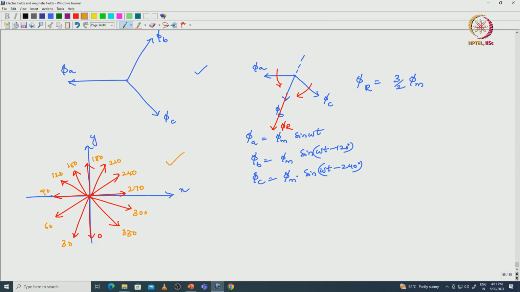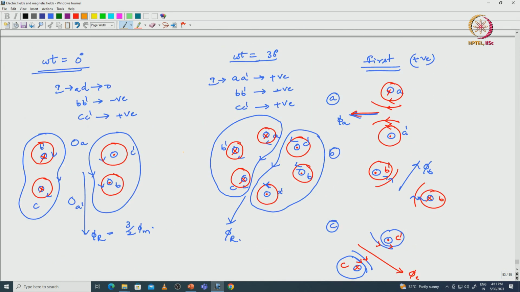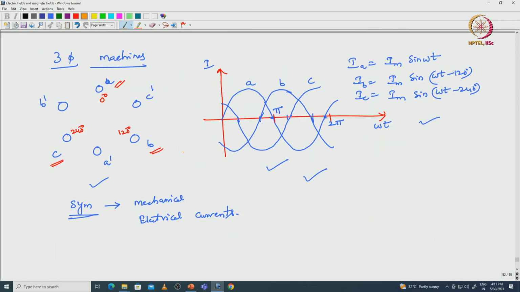Okay. For a 3-phase system also we can observe there is a rotating magnetic field because of the symmetrical electrical displacement as well as symmetrical mechanical displacement. That is what we have considered here. If we change the mechanical displacement or electrical displacement, we cannot see the symmetrical rotating magnetic field.